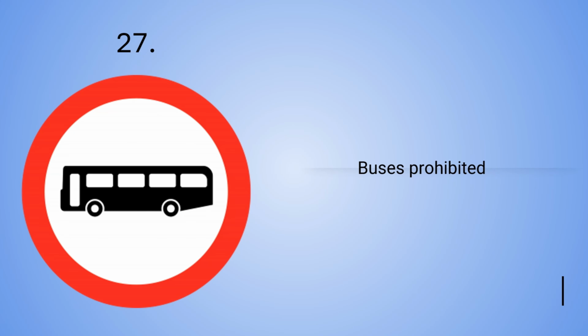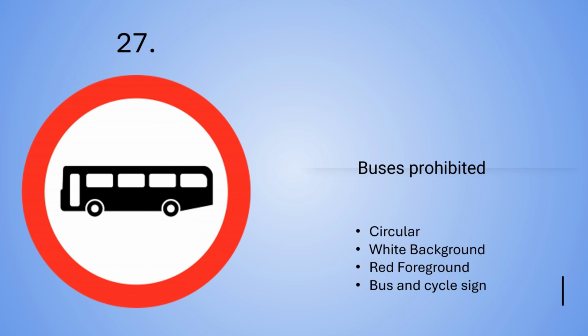Sign number 27, again, let's remember the red color. This sign means that buses are prohibited. The sign is round in shape on a white background with a red foreground, and it's a bus and cycle sign. So clearly from this sign we can tell that buses are not allowed.